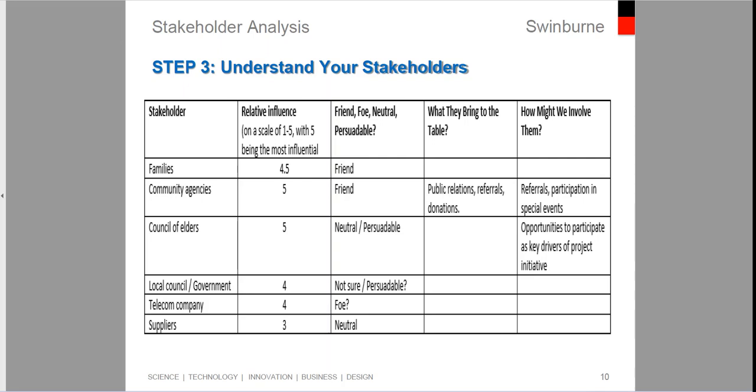So we can list like this, and then we can see what they will bring to the table, right? Such as public relations, referrals, donations, or any particular key information to the project. So we can list those things in a column like this. And how might we involve them, and what are the strategies we can use to involve them, can be listed in a separate column, for example by referrals or participation in special events, etc.